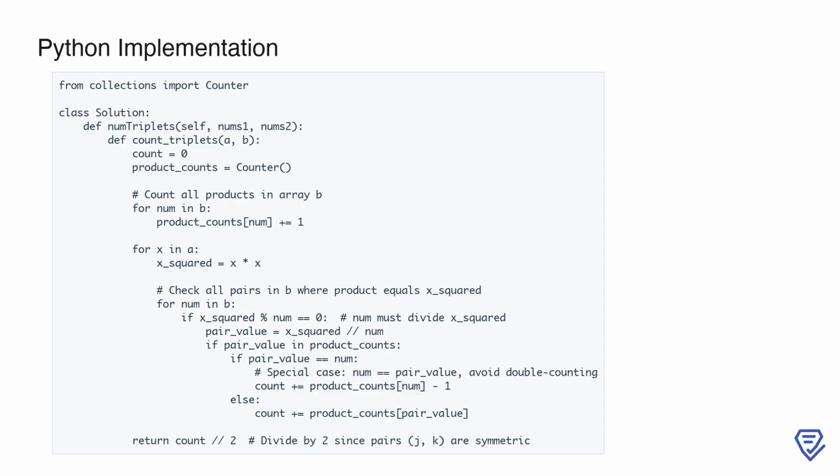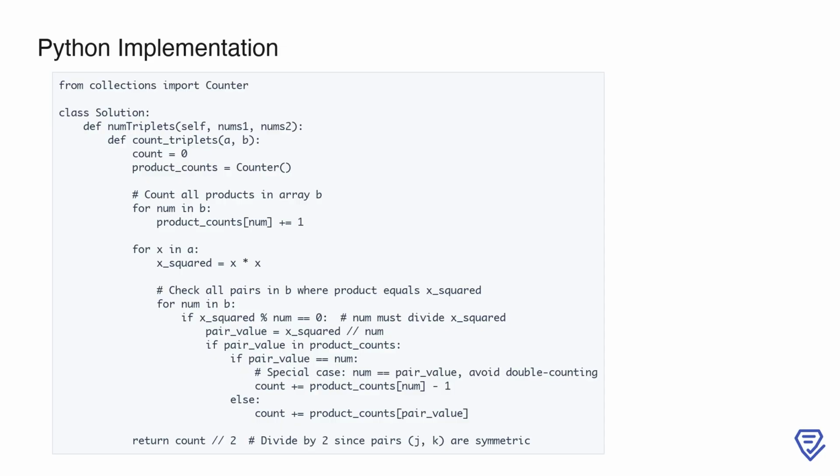Next, for each number x in the first array, a, we calculate its square, denoted as x_squared. The goal is to find pairs of numbers in b whose product equals x_squared. To do this, we iterate over all elements in b and check if x_squared is divisible by the current number. If it is, we calculate the complementary value, called pair_value, which is x_squared divided by the current number. We then check if this pair_value exists in the frequency map.